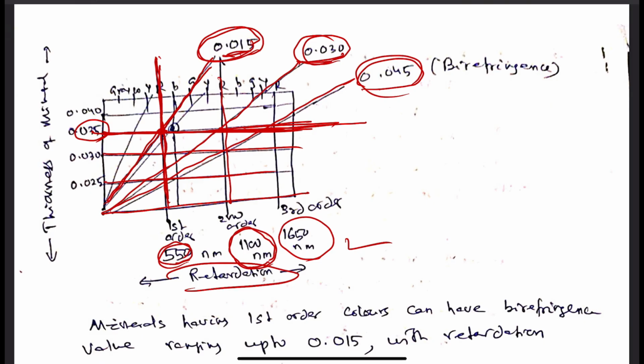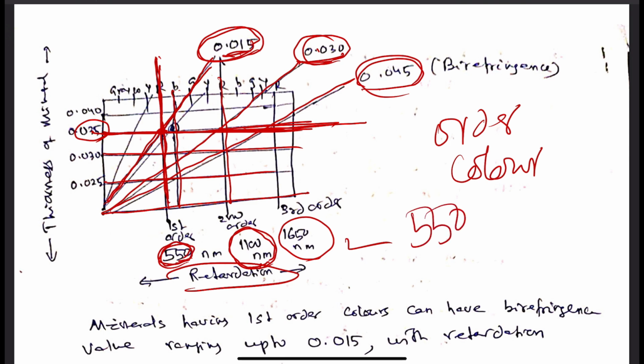So our aim is to first determine the order, then the color. Then we have to search the diagonal lines and vertical lines to find out the birefringence value and the retardation value. Let us say a mineral is showing second order blue. So this is the vertical line. Its retardation will be more than 550 nanometers, so it will be 550 plus, because this entire range is 550.